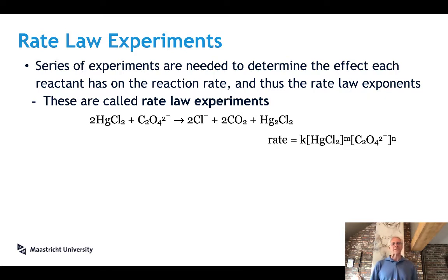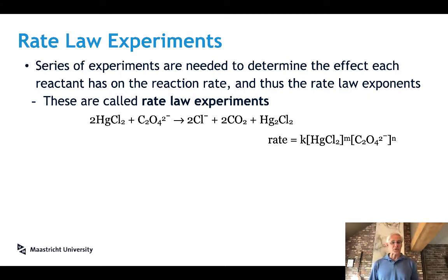So let's look at a particular reaction where we have mercury 2 chloride, HgCl2, and the oxalate ion. Those react together to give us a couple chloride ions, some CO2 gas, and some mercury 1 chloride. So we have a little bit of a redox reaction going on there. That's not terribly important. We can write a general rate law.